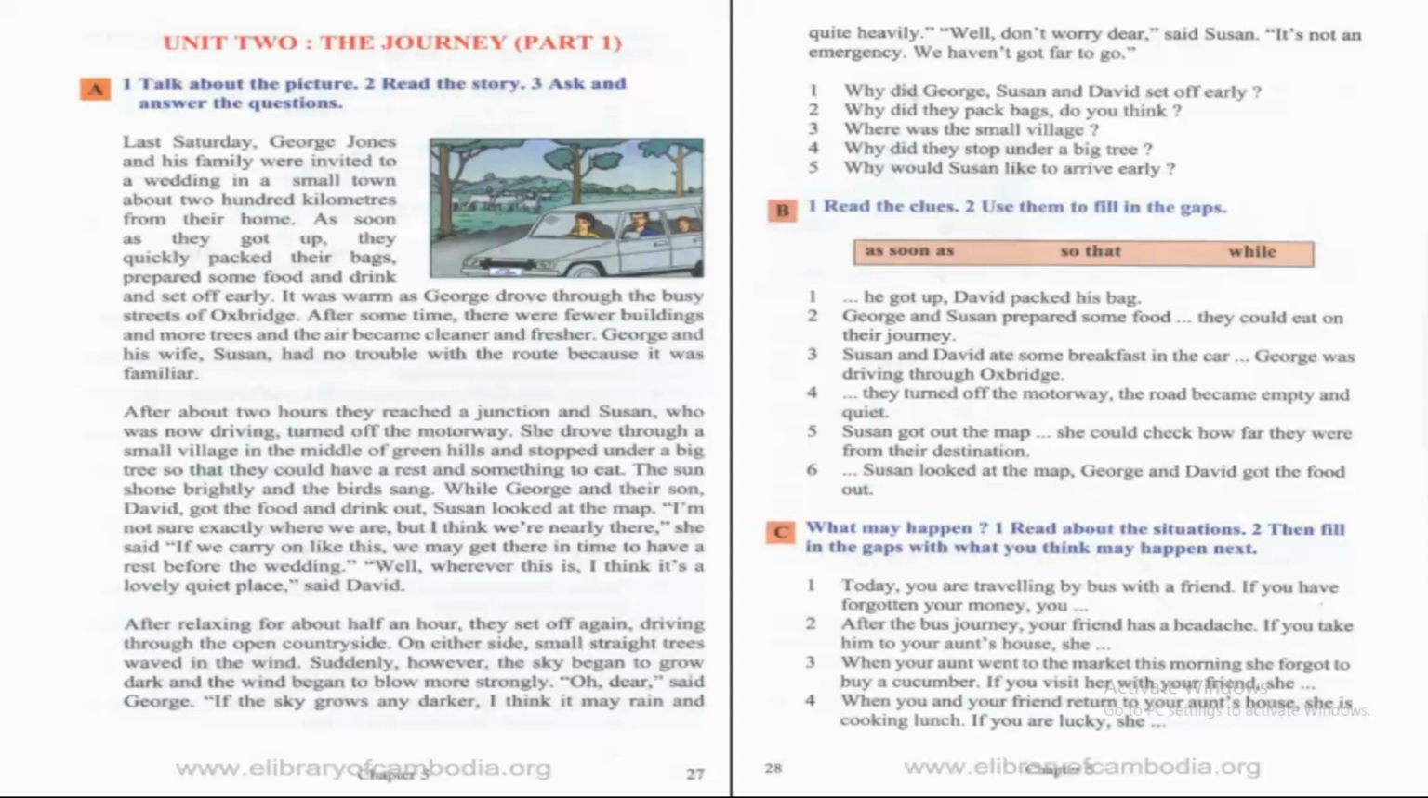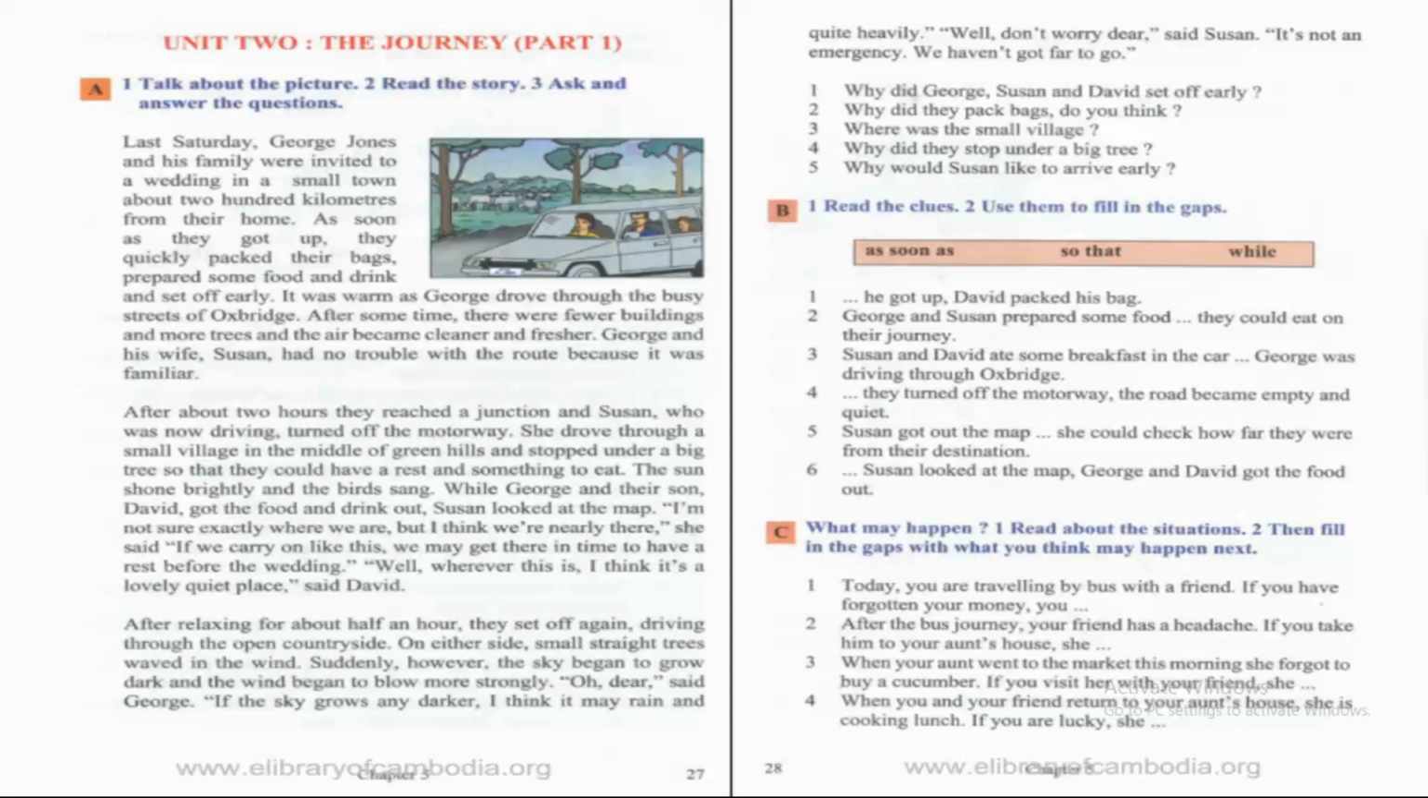So last Saturday, Chomroeun and his family were invited to a wedding in a small town about 200 kilometers from their homes. As soon as they got up, they quickly packed their bags, prepared some food and drinks, and set off early. It was warm as George drove through the busy street of Oak Bridge. After some time, there were fewer buildings and more trees, and the air became cleaner and fresher. George and his wife, Susan, had no trouble with the road because it was familiar.